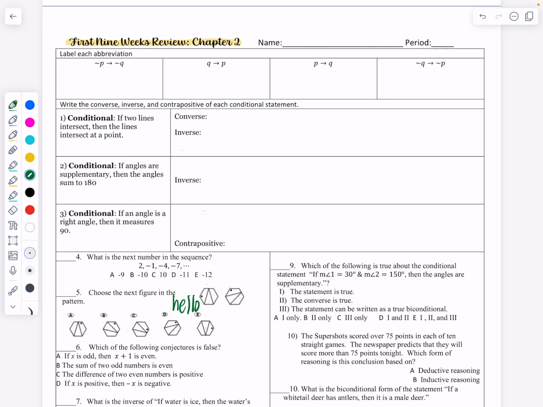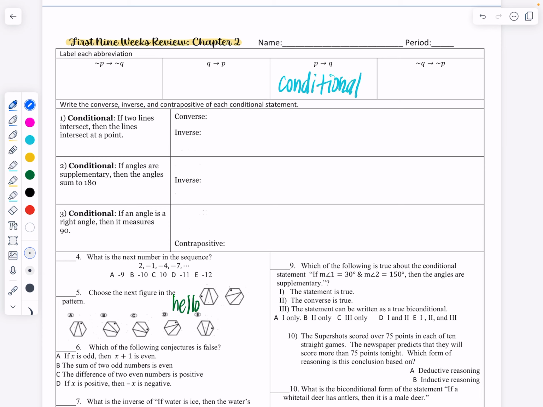This is Chapter 2. We're going to get started with a quick review on our conditional statements. And so a conditional statement is an if-then statement. It is written as if P, then Q. So conditional is our if P, then Q.